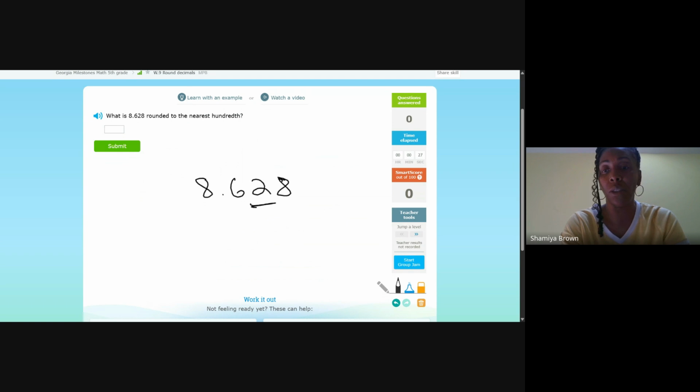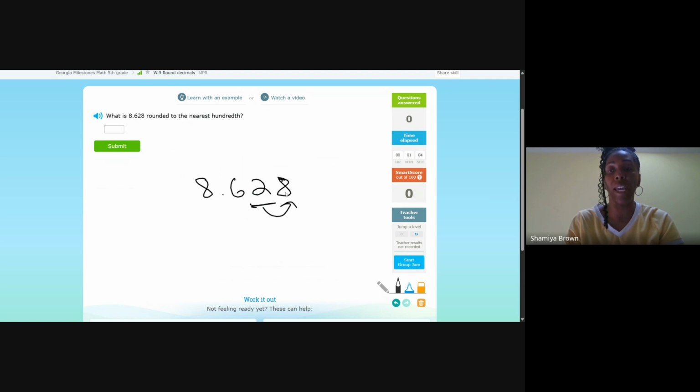So then I'm going to look over to the right of that to find out whether that 2 is going to soar or whether it's going to stay a 2. So the 8 tells my 2 to soar. Remember the rhyme that we taught you, 5 or more, you're going to let it soar. 4 or less, you're going to let it rest. So if this number here is a 5 or more, then my 2 is going to soar. It's going to go up. If this number here is 4 or less, then my 2 is going to stay a 2.